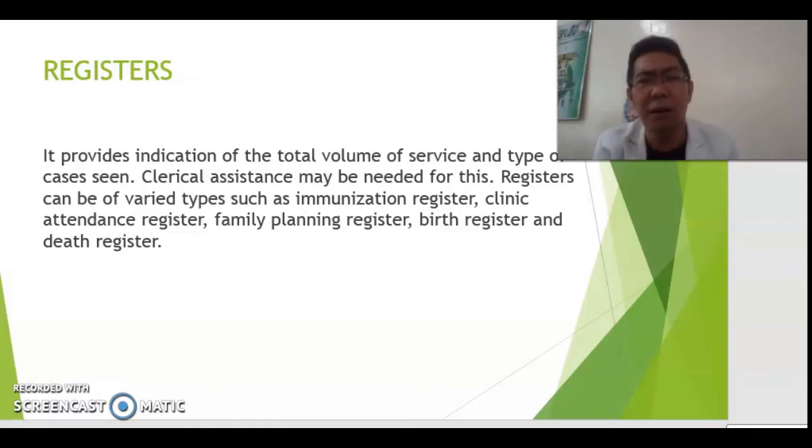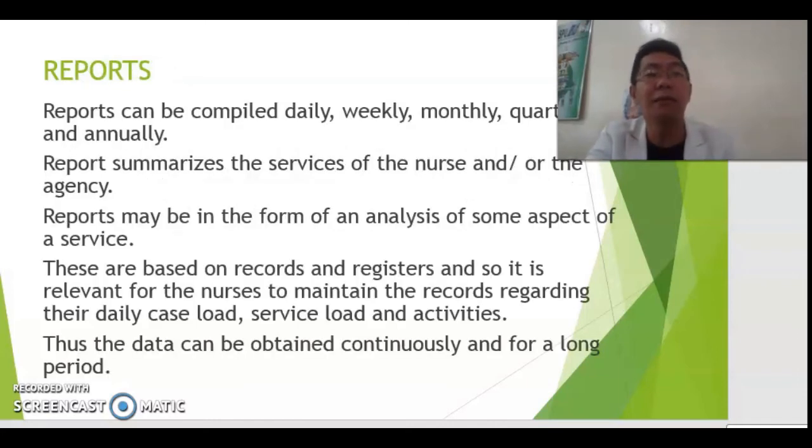Okay, so we can also report in a more detailed form of analysis, okay, of some aspect of the service. It's like a qualitative one, wherein you can narrate what happened. Of course, a record should always be based on our registered reports, so we maintain daily, weekly, monthly, quarterly, and annual records.